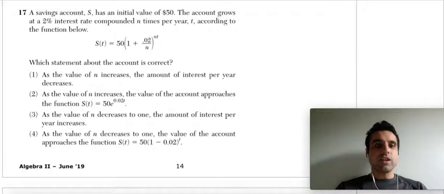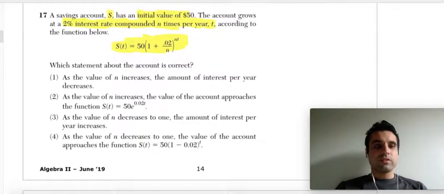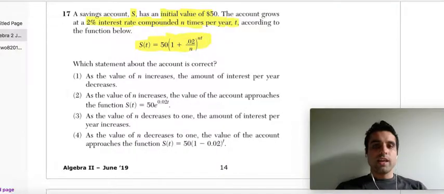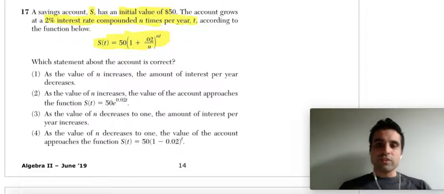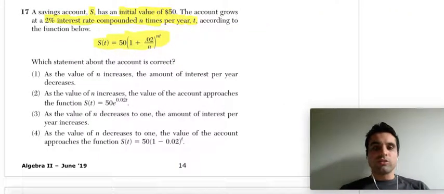A savings account S has an initial value of $50. The account grows at a 2% interest rate compounded n times per year, and t is the number of years according to this function below. S of t equals 50 times 1 plus 0.02 over n to the nt. This is just compound interest, guys. The rate r is equal to 0.02. That's the annual interest rate. n is the number of compounds per year.